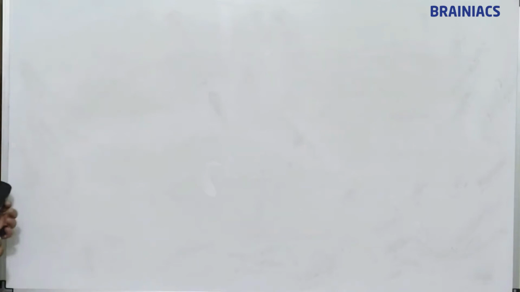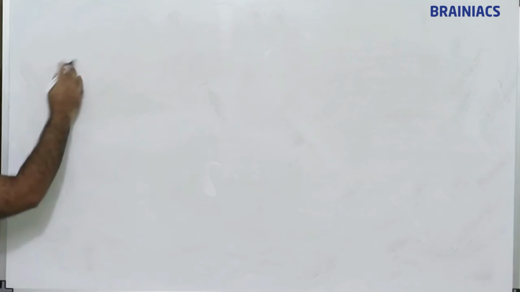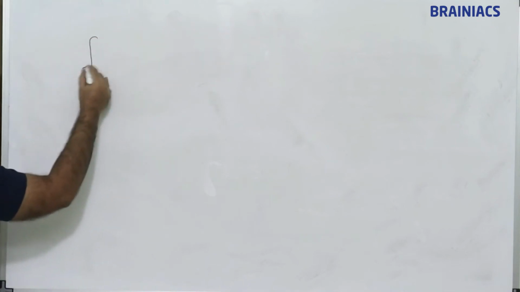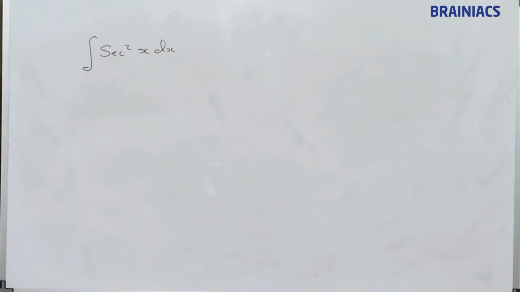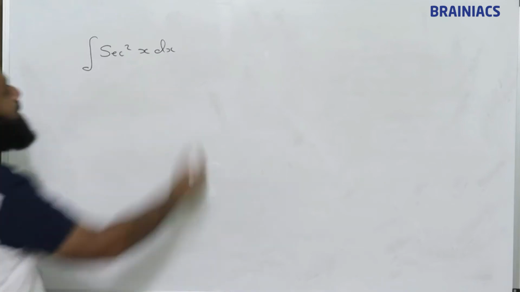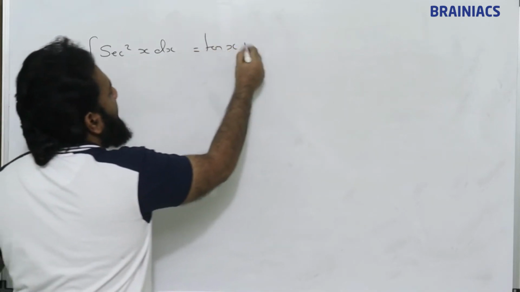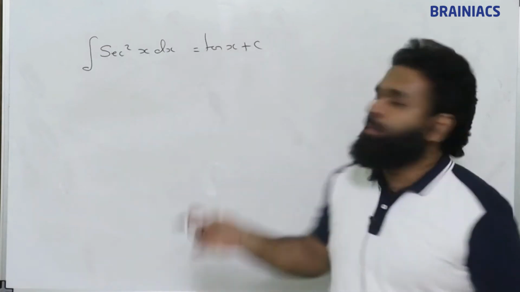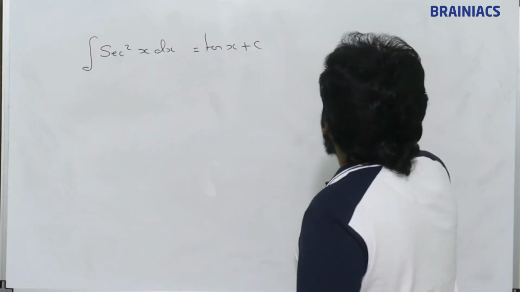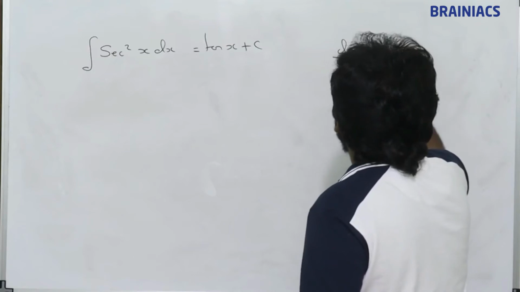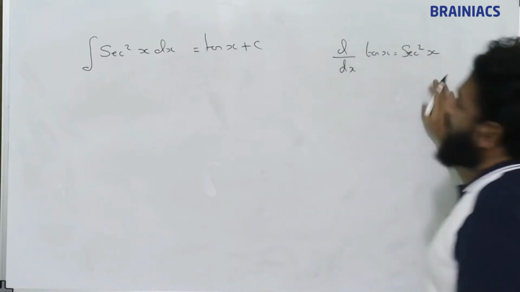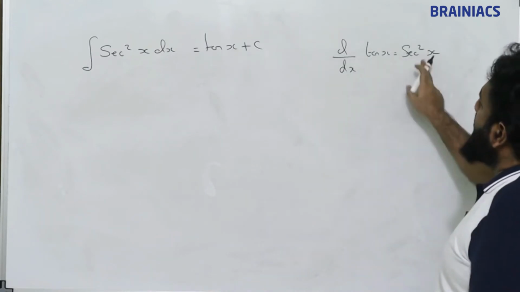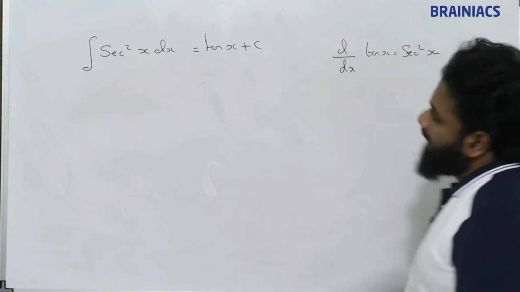Now, certain formulas we got in differentiation, those formulas we will also write. Just like integration of sec square x dx is equal to tan x plus c. How did this formula come? See, already d by dx of tan x is equal to sec square x. Already we have got this, so this is the reversal of this. Integration of sec square x will give us tan x.